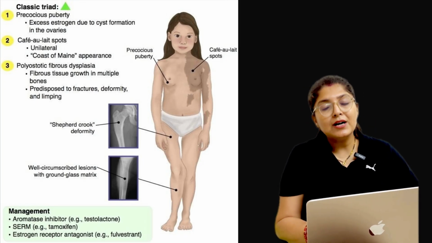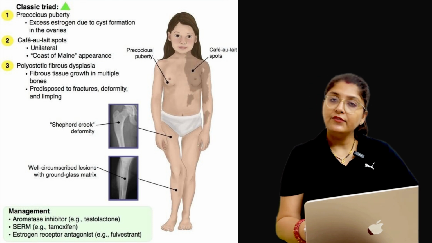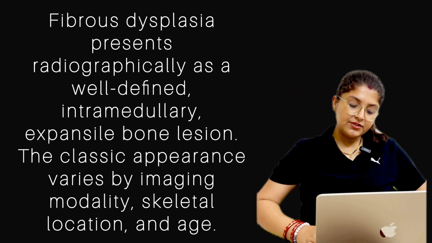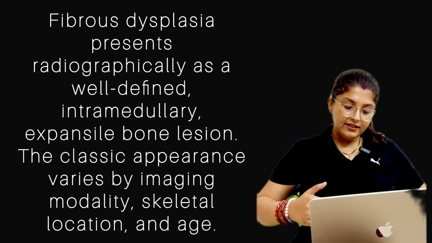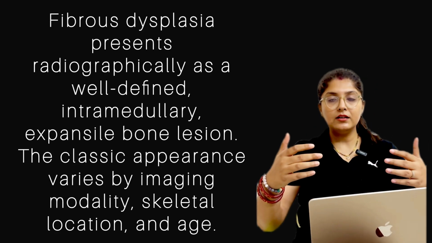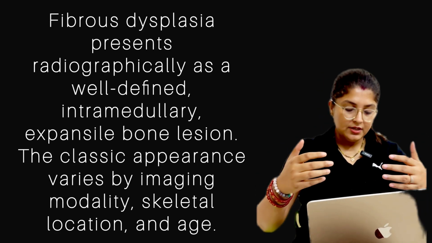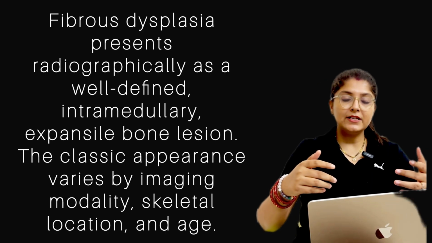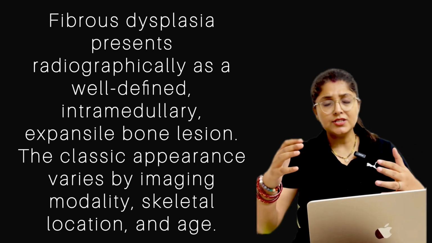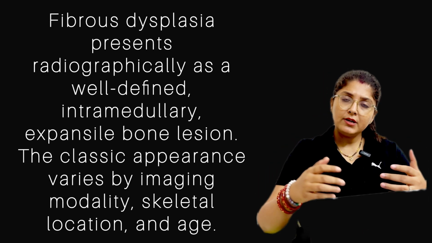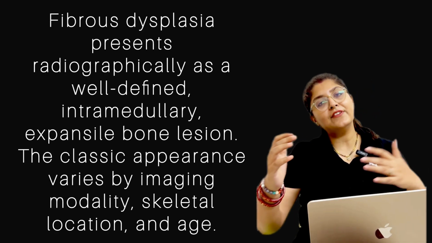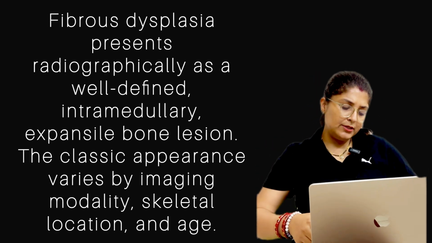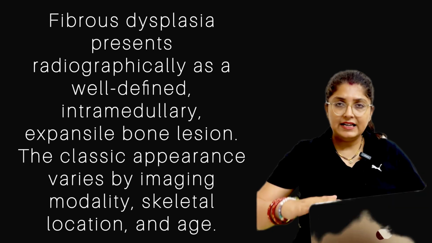Now this was all about the clinical features of fibrous dysplasia. Now coming to the radiological features, we will be studying it in three types. Firstly, we will be talking about the radiology of jaws, then the radiology of skull and facial bones, and lastly the radiology of the skeleton, right?